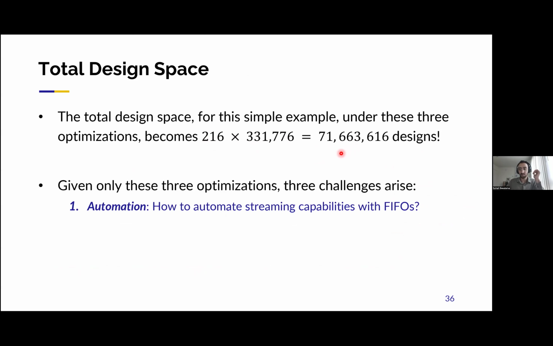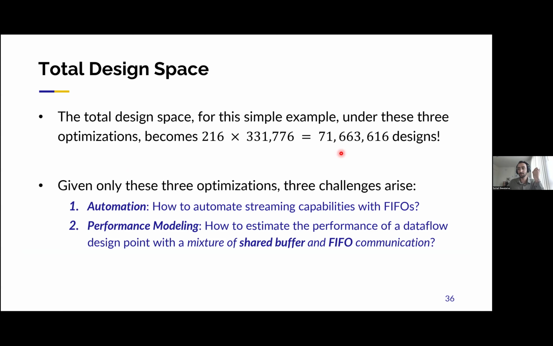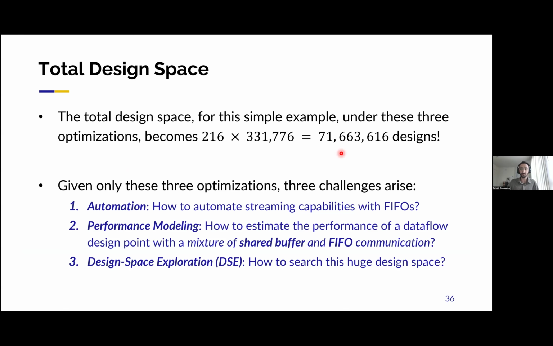And given only these 3 optimizations, 3 challenges arise. One is how to automate streaming capabilities with FIFOs. Second is performance modeling, how to estimate the performance of a given dataflow. And then how to explore this design space.